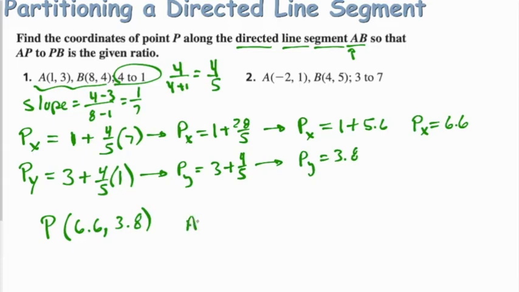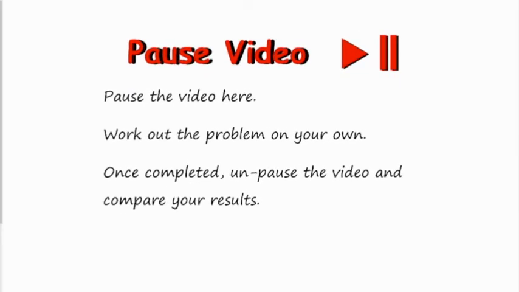And that means that AP is equal to 4/5 the length of segment AB. So I'm going to say pause the video here. You try problem number 2 on your own, and then unpause it after you've finished so that you can compare your results.